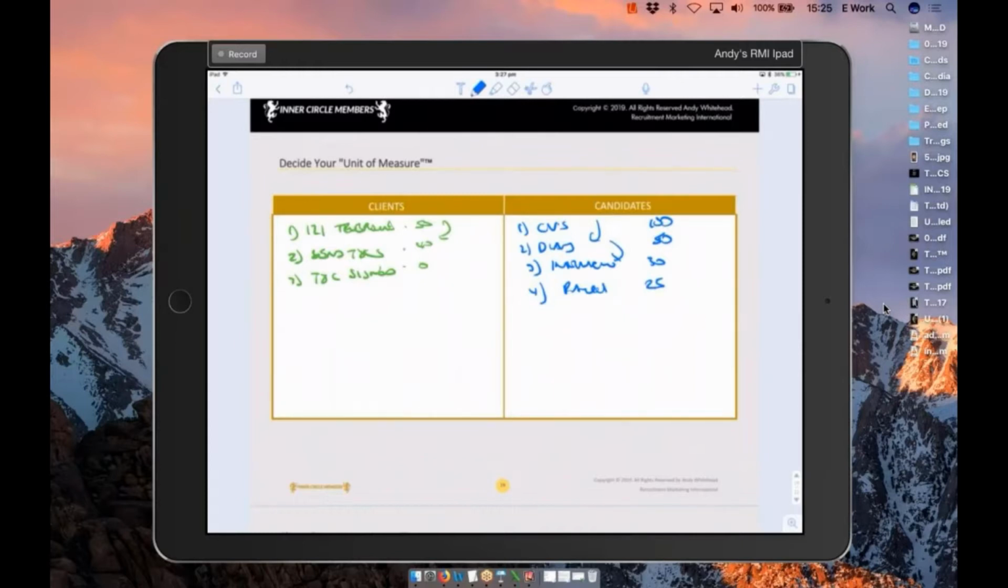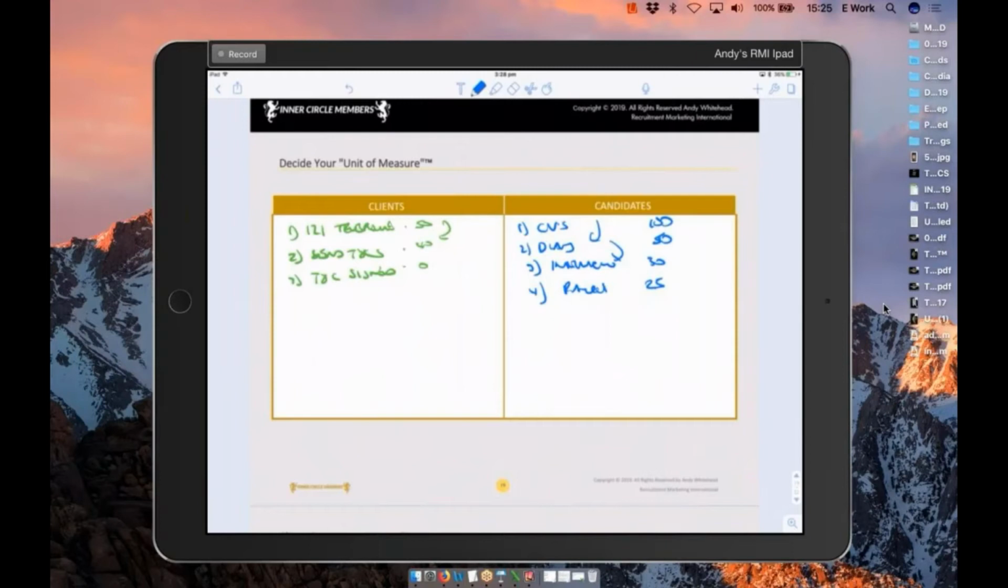So again, what are the units of measure for the client side? Units of measure for the candidate side. These are easily controlled. In this instance, we had 100 CVs in and we sent out 2 for interview. Clearly, we've got a quality problem with the CVs. So we go back a step, back to the lead part of the process. Easy to fix. We've got control. But in your business, your unit of measure will be different from someone else's, and there's no right or wrong answer here.